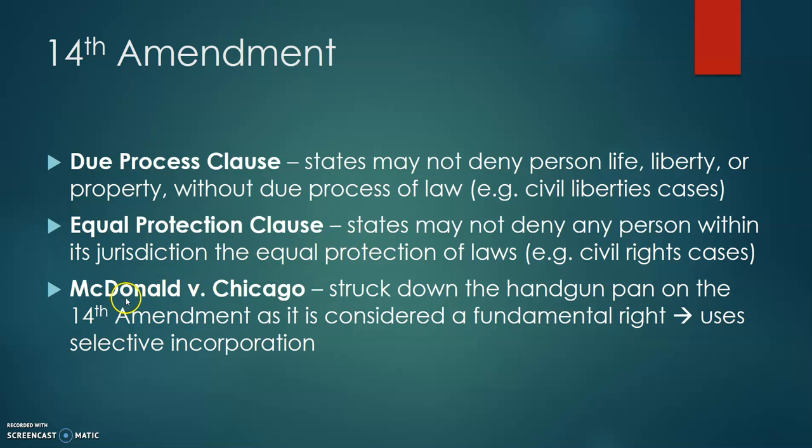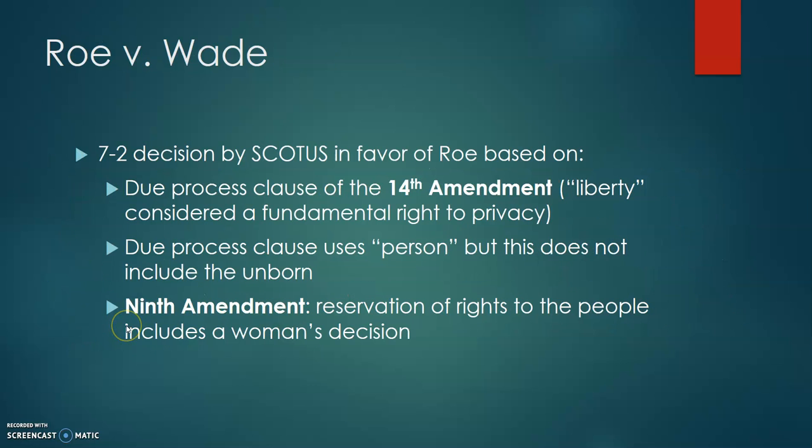Now, one interesting case here is actually a Second Amendment case, but also the 14th Amendment is going to get dragged into it in McDonald versus Chicago, which is going to strike down the handgun ban on the 14th Amendment as it is considered a fundamental right. And what's important here is it's going to use selective incorporation. Essentially, with selective incorporation, it's going to make the Bill of Rights pertain to all 50 states, but it has to be done amendment by amendment by amendment. And it's going to incorporate the Second Amendment in terms of this portion here of McDonald v. Chicago to pertain to all 50 states. And the selective incorporation comes from the 14th Amendment.